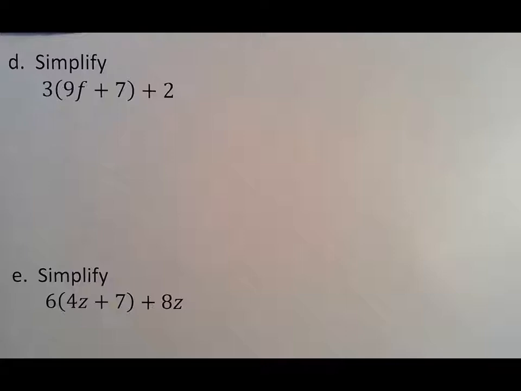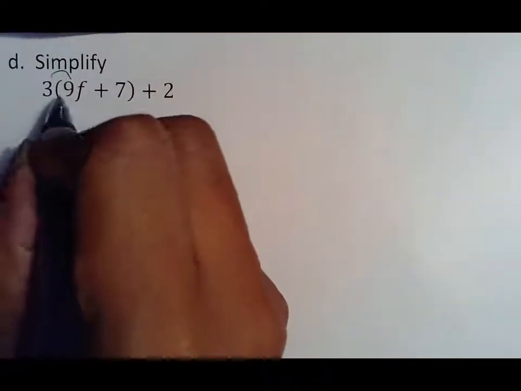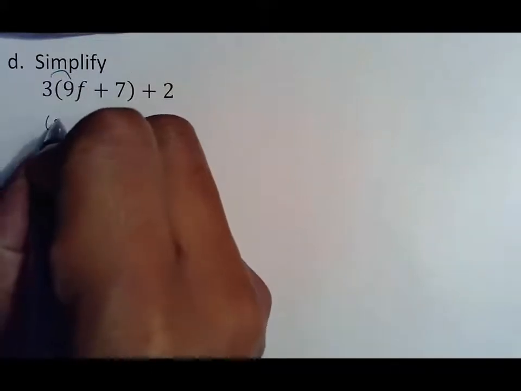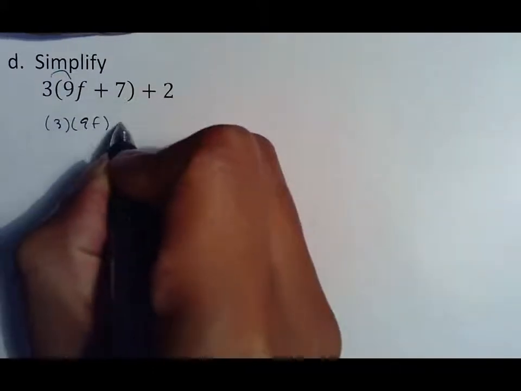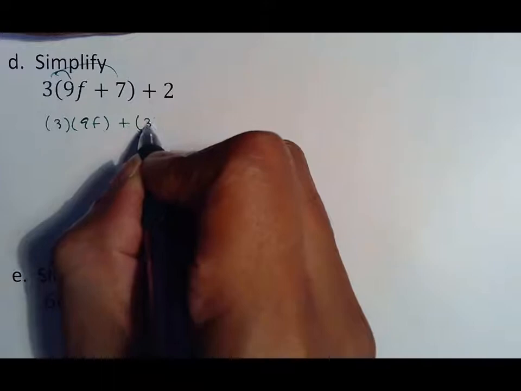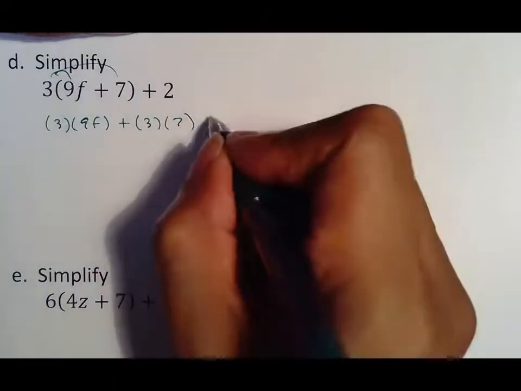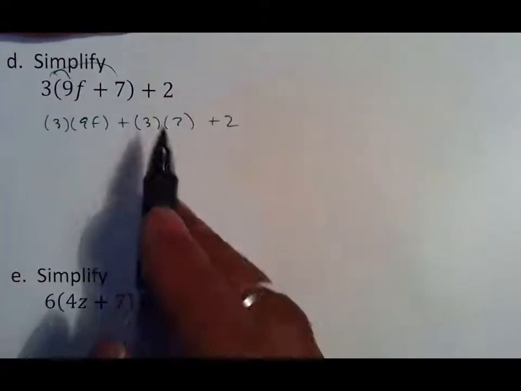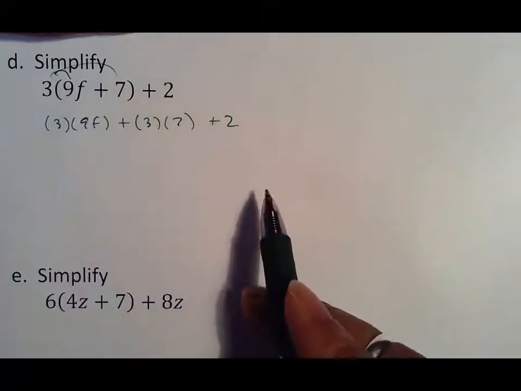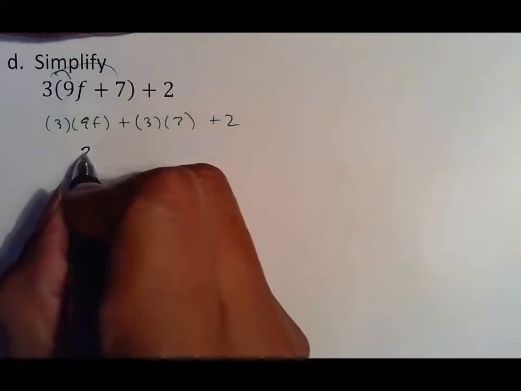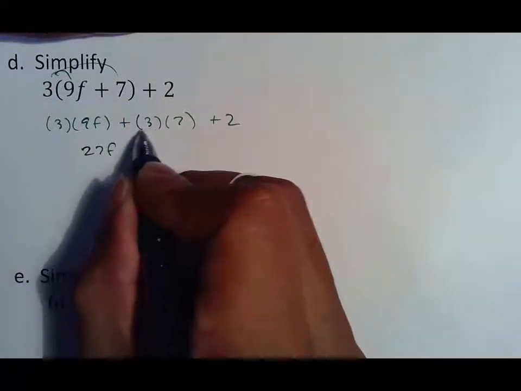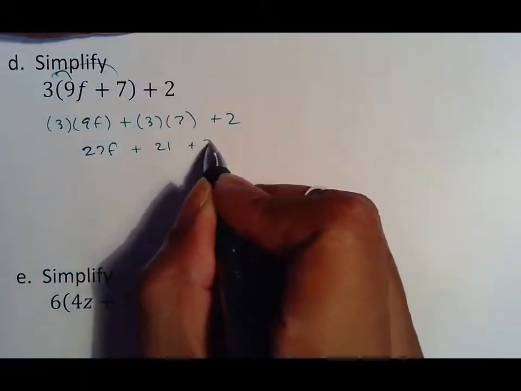Now, this is where we put everything together. Now, this is on your homework, but it's not to where you have to show the meanings, but we will keep things consistent. Remember distributive property. 3 meets 9f, and 3 meets 7. And then plus 2 is still just there. It doesn't meet the 2 because the 2 is not inside the parentheses. That turns into 27f plus 21 plus 2.